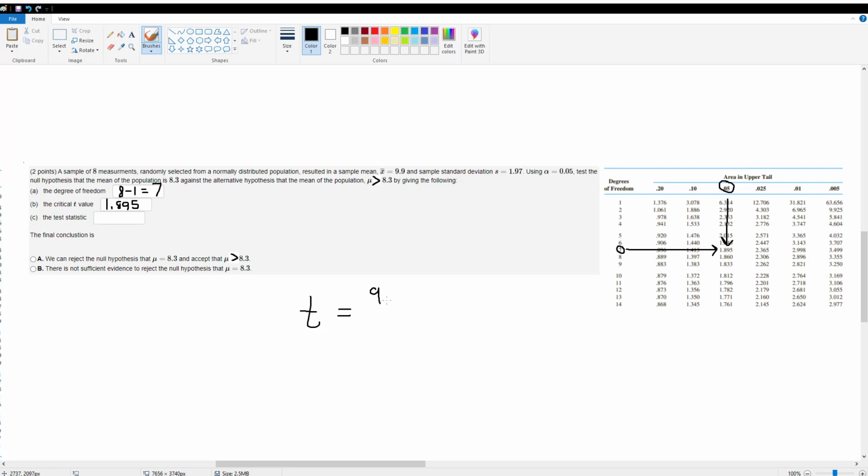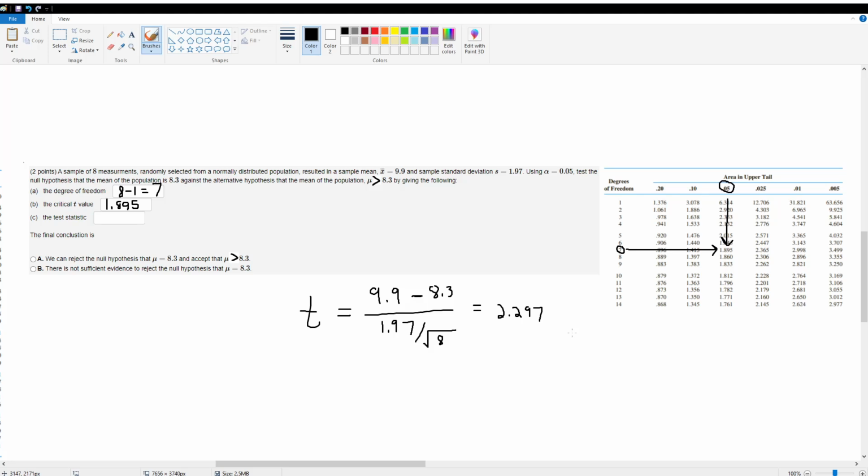And now our test statistic, once again, computed same as before. We have the sample mean of 9.9. We subtract the hypothesized mean of 8.3, and we divide it by our standard error, which is computed from the sample standard deviation of 1.97, divided by the square root of our sample size of 8. And this is going to give us a test statistic of about 2.297.